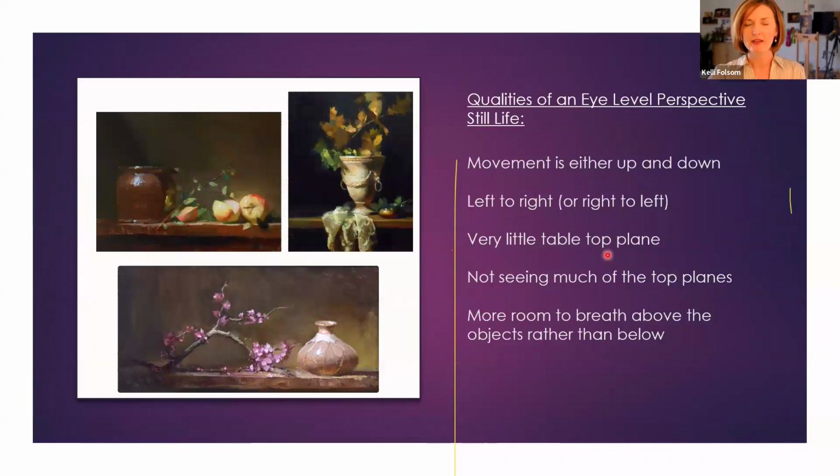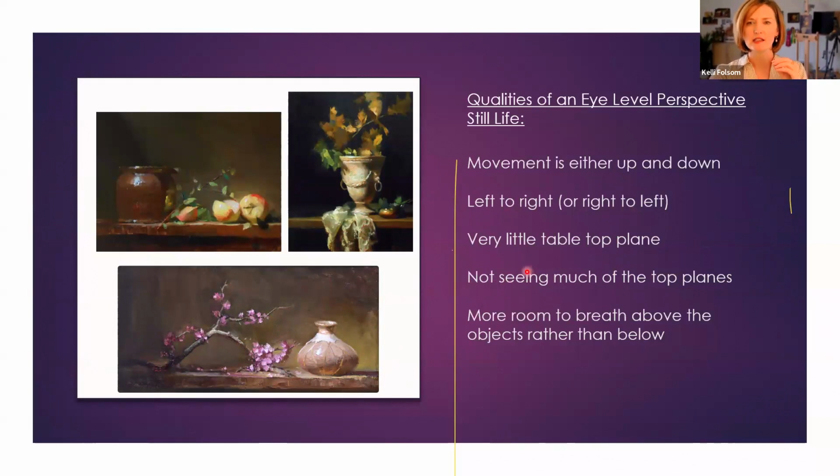Okay, so let's go through eye level perspective. Here are some still life examples of my own that are in eye level perspective. The movement is, if it's a vertical, it tends to be up and down. If it's a horizontal, it tends to be left to right or right to left, or left to right in a little kind of zigzaggy up and down. But it's movement across the picture rather than movement into the picture plane. Does that make sense to everybody?